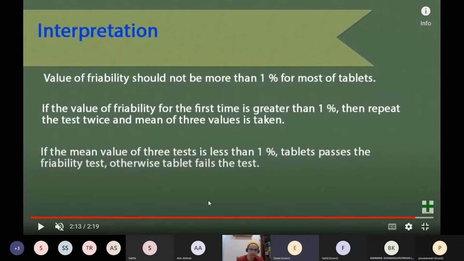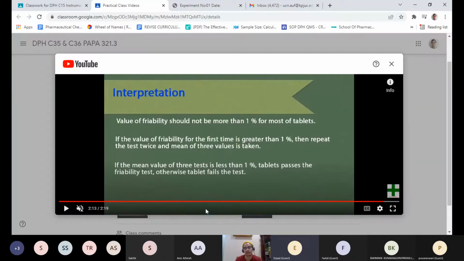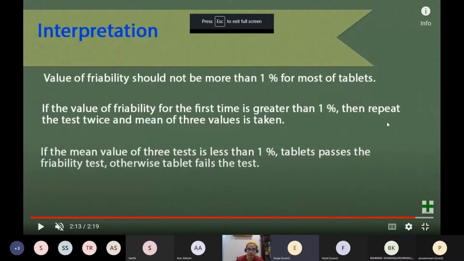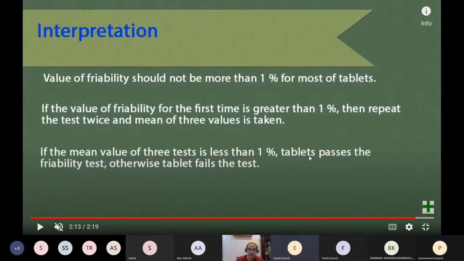Okay, mean value means you take the value in the middle. Later I will explain what mean means if you are not sure. So if the mean value of the 3 tests is less than 1%, the tablets pass the friability test. If it fails, meaning more than 1%, you have to investigate. Something is wrong with the batch. Look back in production to see where the mistake is. Okay.